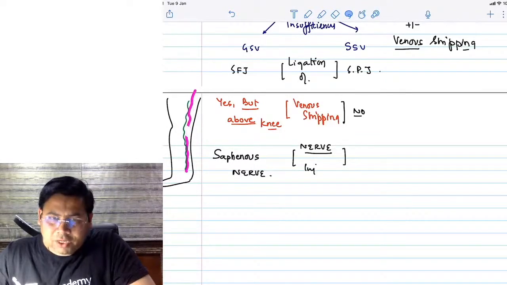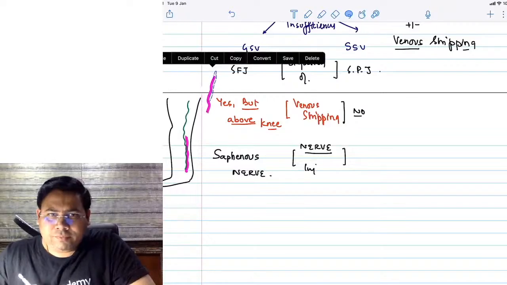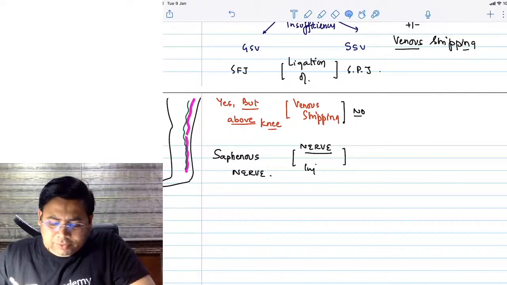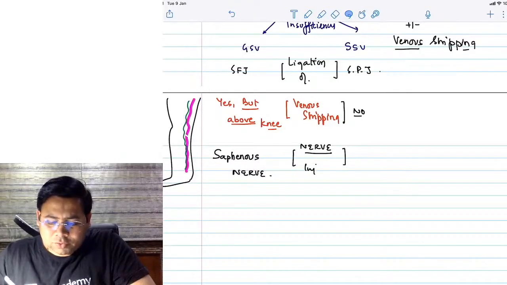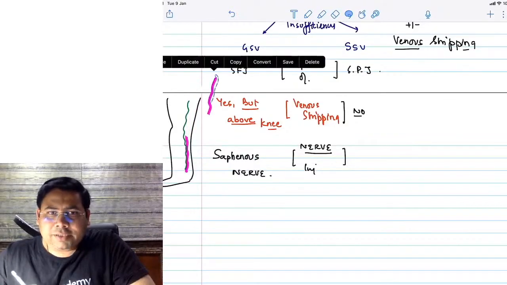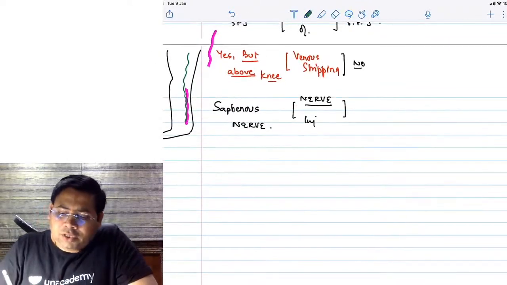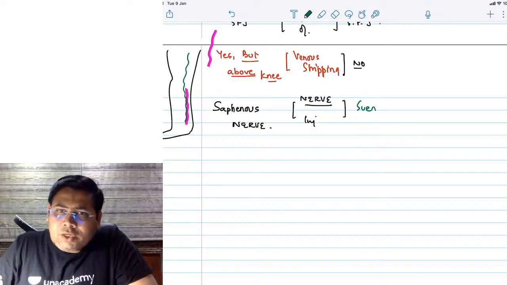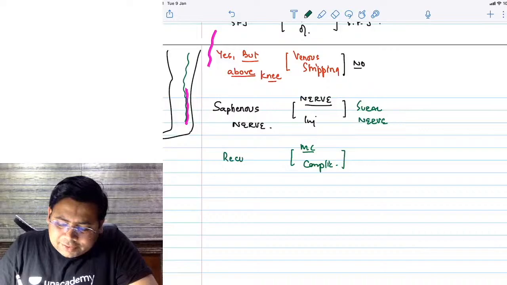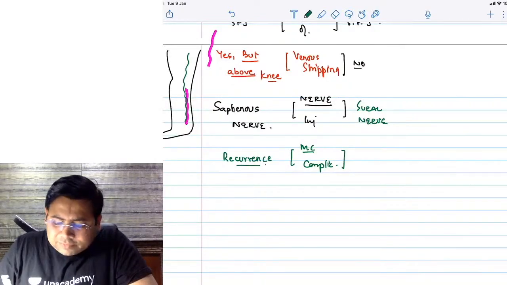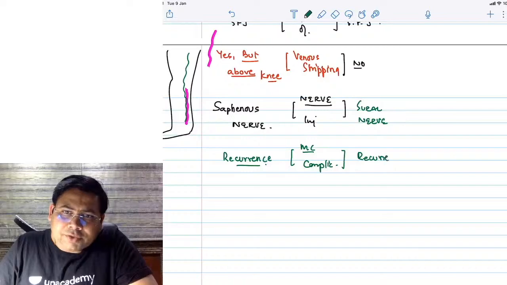What is the advantage? When you are doing upper knee stripping, there is no problem. In case you do a below knee stripping, you'll also avulse the nerve along with that. So remember, we do an above knee stripping in this case. You ligate it, okay. So what nerve injury do we see here? Sural nerve. What is the most common complication of both the surgeries? Answer is recurrence. Do you know the recurrence rate is as high as 30%? So recurrence is the complication.